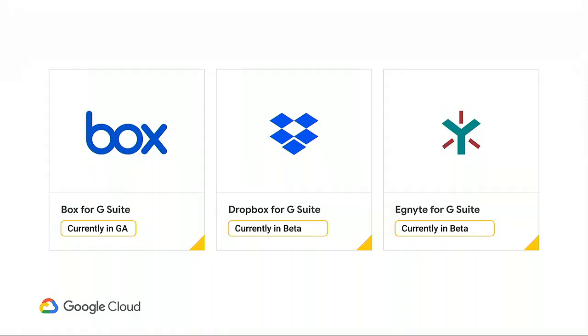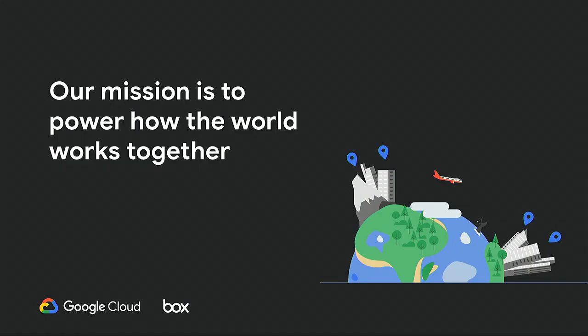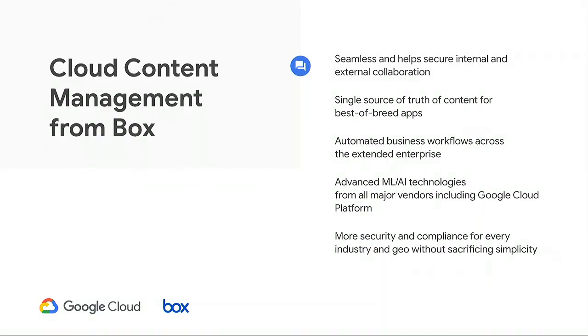Now, to talk about Box for G Suite, I'd like to invite Michelle to join me on stage. So at Box, our mission is to power how the world works together. Box is a content cloud management system that helps you secure and centralize all of your content in the cloud. Now, most of you may be familiar with our collaboration capabilities, but we also bring intelligence and automation to your content by being able to leverage leading ML technology providers like Google Cloud, and also automate your business processes and workflows with native applications like Box Relay.